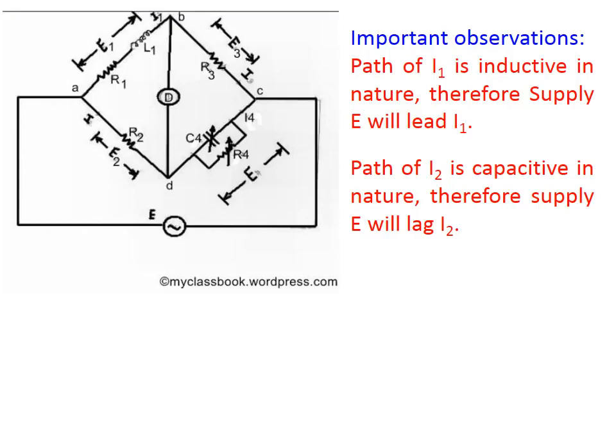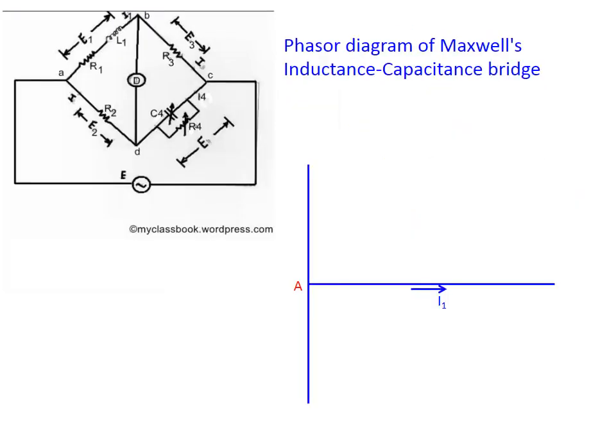The path of current I1 is inductive in nature because of the presence of inductance L1. Therefore, supply E will lead current I1 by some angle. The path adopted by I2 is capacitive in nature because of the presence of capacitance C4. Therefore, supply E will lag behind I2 by some angle. Let us start drawing the phasor diagram now.